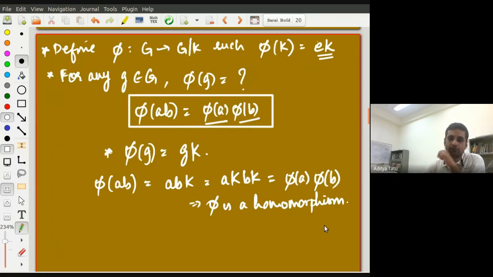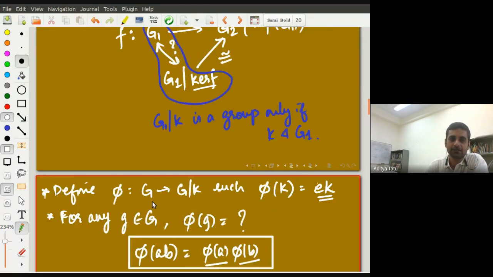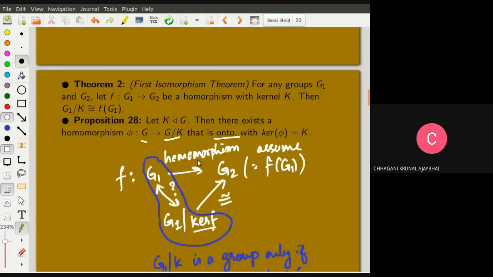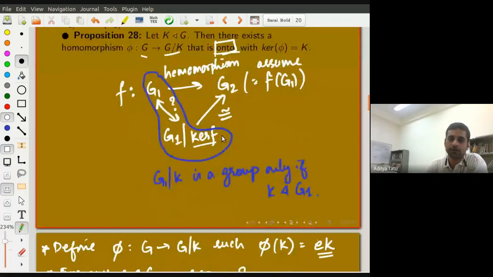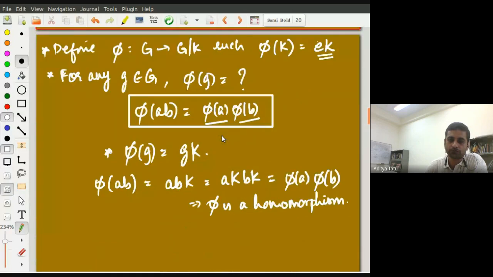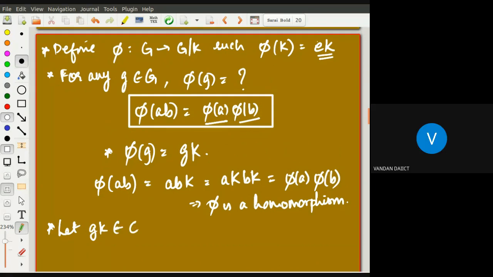Next, what else do we have to show? What is the statement of the proposition? Onto. We need to show that pi is onto. So is it onto? Yes, sir.